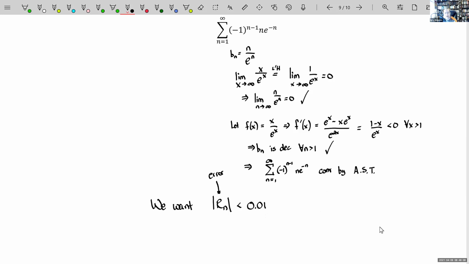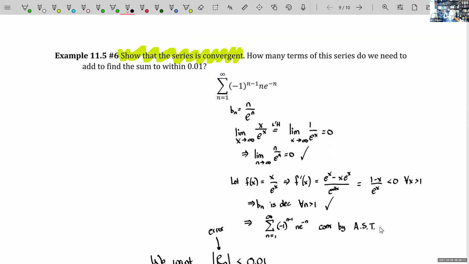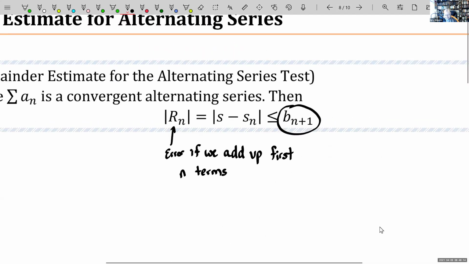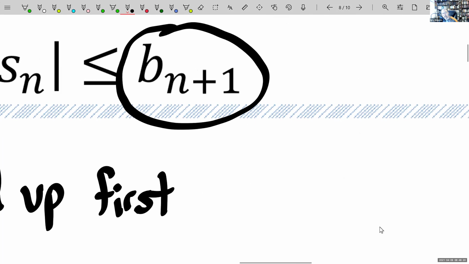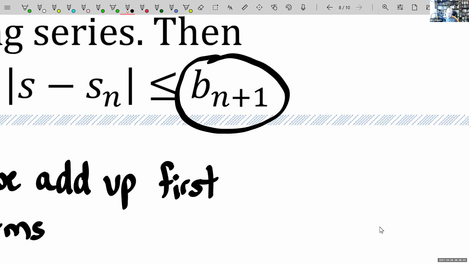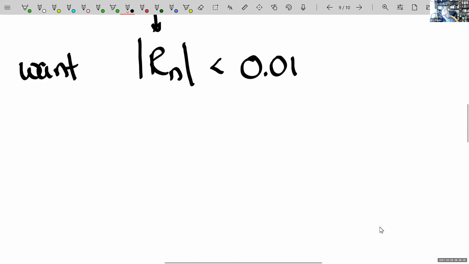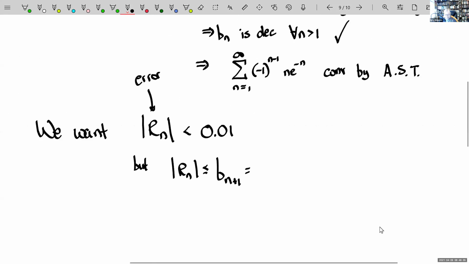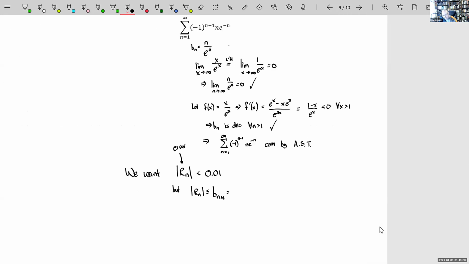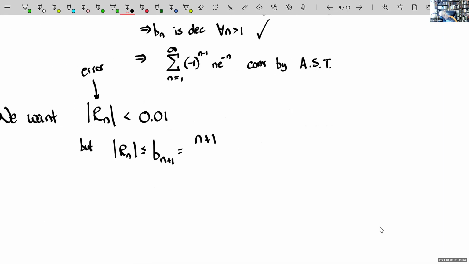What's beautiful about the alternating series test is, again, if you want to bound the error, it is always less than the next term in line. So let me just write that here. This is always less than or equal to b sub n plus 1. Remember, b sub n is the non-alternating piece. It's this piece right here. So we just want (n+1)/e^(n+1) to be less than 0.01. And you would solve that.